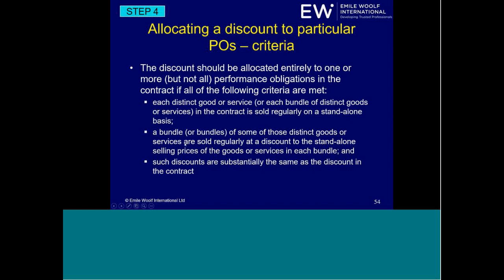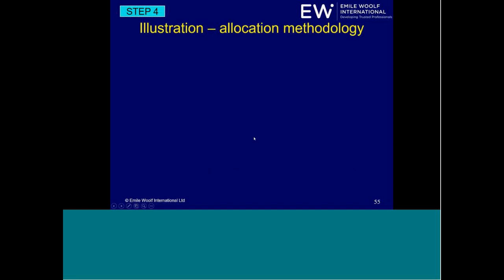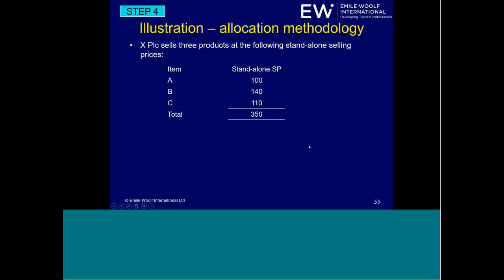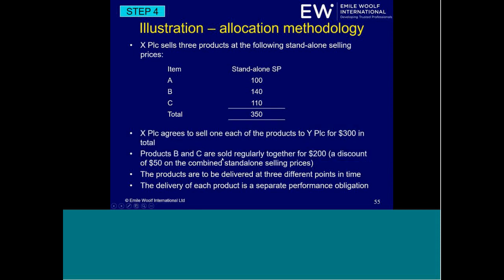So let's continue our example. X sells 3 products. Okay, there they are, same as we had before. X agrees to sell each to Y for a total price of 300. B and C are sold regularly together. That's the discount of 50. Product line, each delivery is a separate performance obligation.